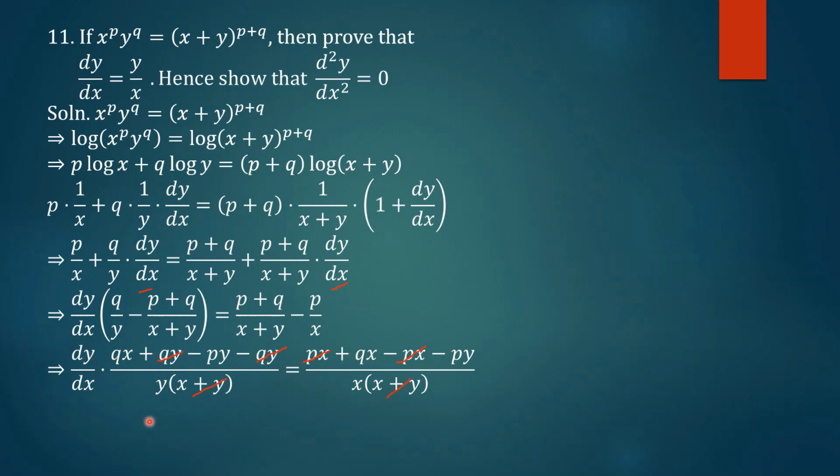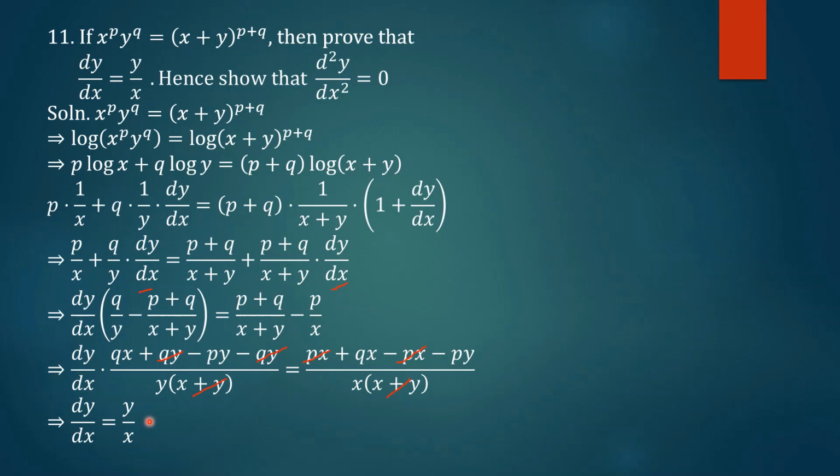So you can write directly from here dy/dx is equal to, simply y will go to the right hand side, y divided by x. So simply its solution is y by x. So I think till now you understood the problem.